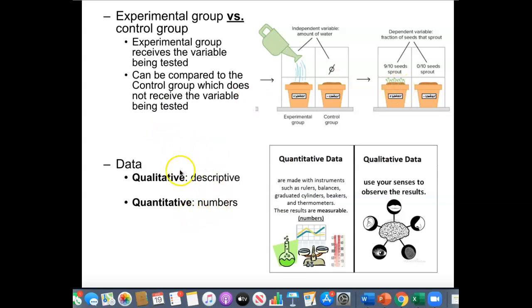There's two types of data, qualitative and quantitative. Qualitative data involves descriptions, so using your senses to collect data, but quantitative data must involve numbers, so N for number. I always tell students to underline the N.